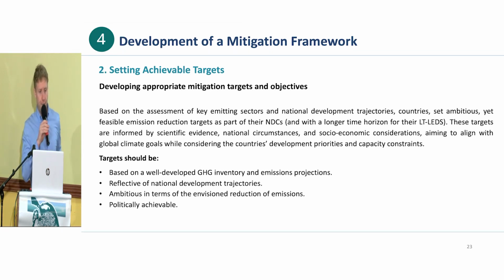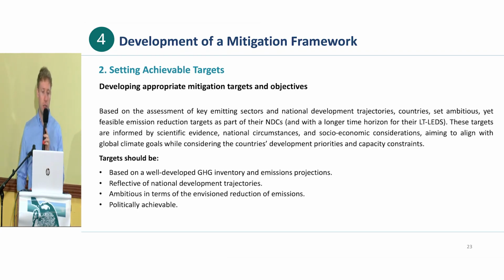Looking at targets, probably there's no need to read this all out, but what should targets be like and what should they not be like? Targets should not be, of course, disconnected from national context. They should not be unfeasible. They should not be impossible, of course. So they should be based on a well-developed greenhouse gas inventory. I cannot repeat that often enough, because that's really the basis. For sound mitigation policy, we need to know where do we have emissions. Without that, it becomes sort of arbitrary.